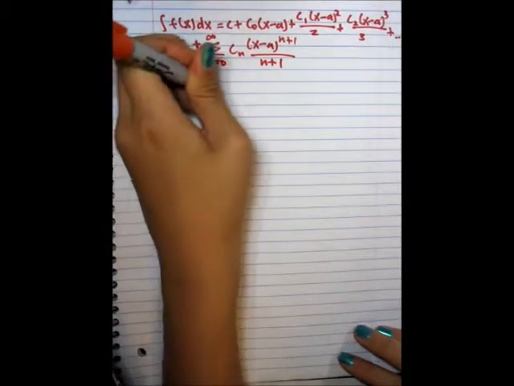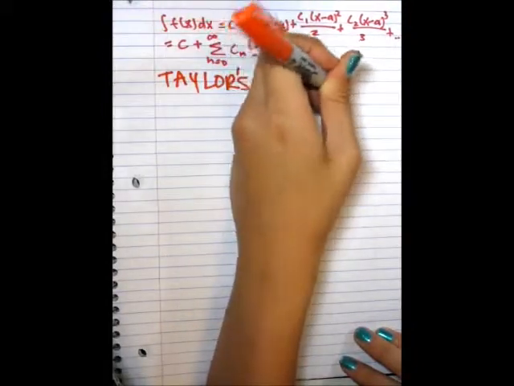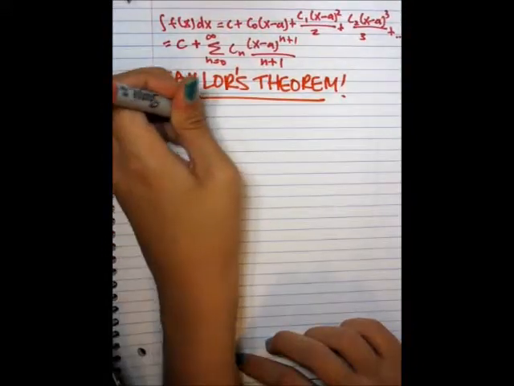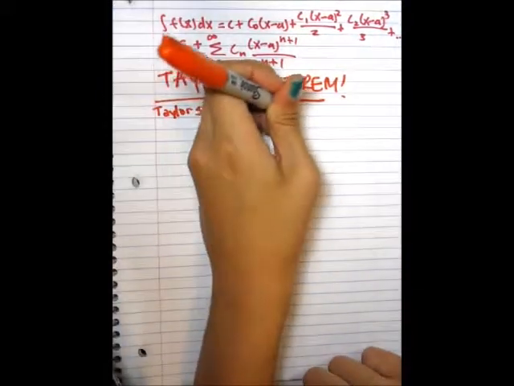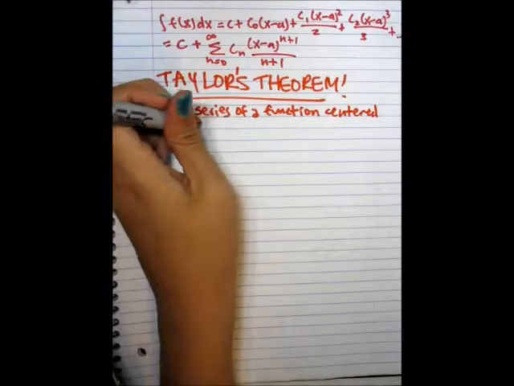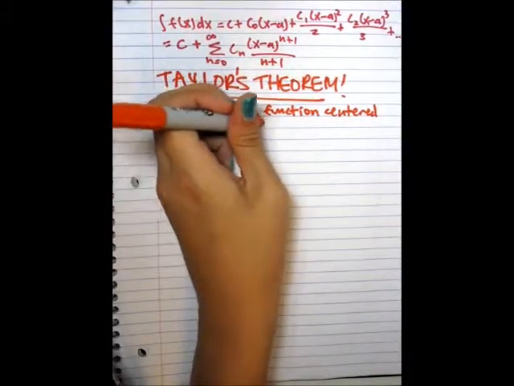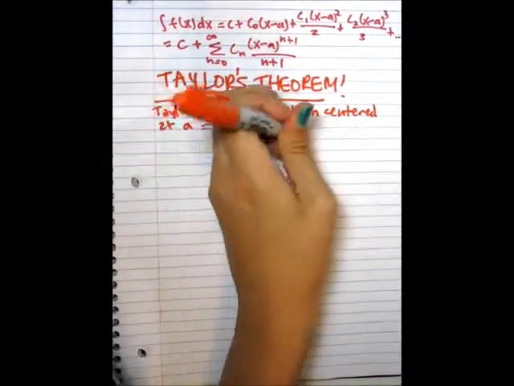And finally, Taylor's theorem, which, not gonna lie, is probably one of the coolest things ever. It says that every function that's analytic can be written as a power series. The Taylor series of a function f of x centered at a is f of x equals the sum as n goes from 0 to infinity of the nth derivative at a over n factorial times the quantity (x minus a) to the power n.